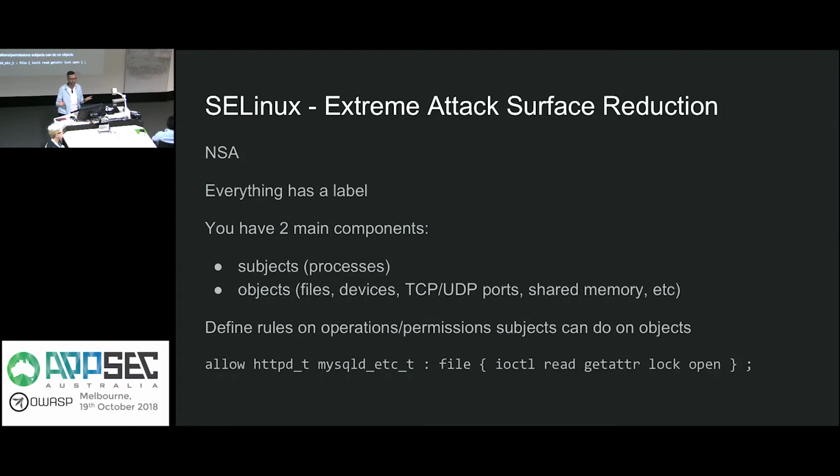And it's just basically a number of rules. A process with a specific label can do X on a file or a directory or a port that has a specific label. Here's an example. httpd, that's a process name. It can read files that have this label. Okay, so it's extremely powerful, and that's why Android has adopted it as the security framework that they use.